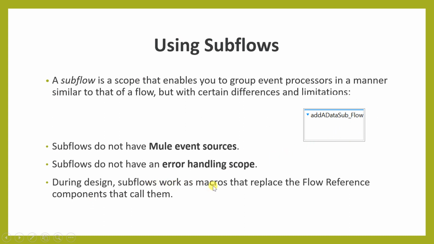During design, subflows work as macros that replace the flow reference components that call them. If you know C++, then you have an idea of inline functions, so you can understand subflows as inline functions. Otherwise, understand that subflows work as macros that replace the flow reference components that call them. It means whenever we call a subflow from a flow, we use a flow reference. I can explain this point well in the next video. For now, just understand that subflows work as macros that replace the flow reference components that call them.